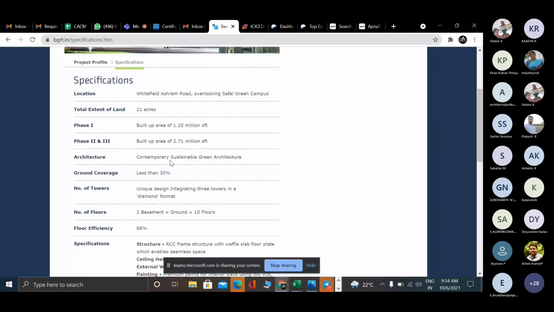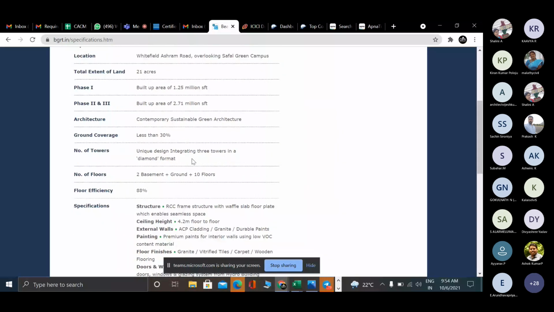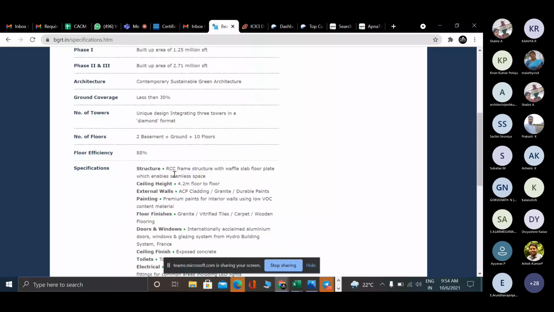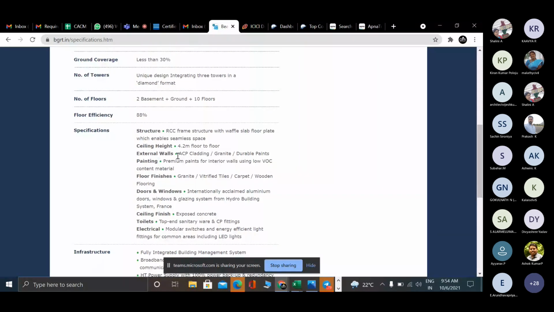Only that much of the ground they have utilized. You may be knowing about the ground coverage definition and all. And a unique design integrating three towers in a diamond format. And the structure is an RCC structure with a waffle slab floor plate, which enables seamless space. So these are the things they have used. Ceiling height is 4.2 meter floor to floor, and external walls have ACP cladding, granite and durable paints, and premium paints for interiors. Low VOC content material they have used for the painting, so that the indoor air quality will be very good.